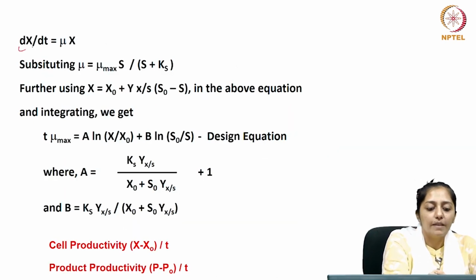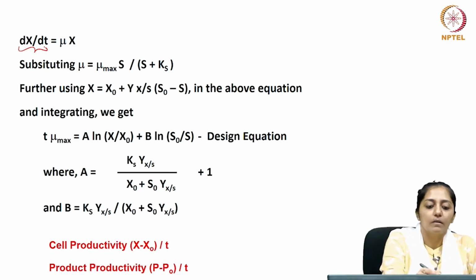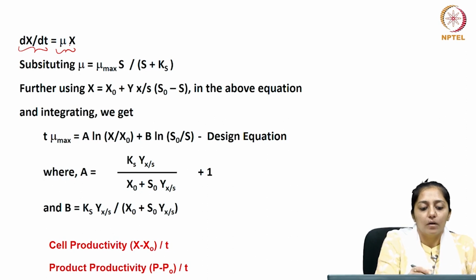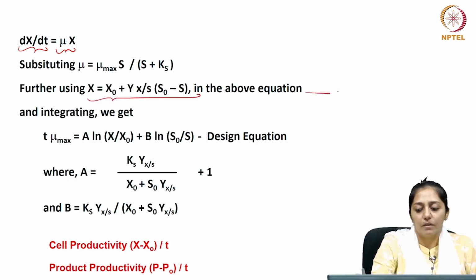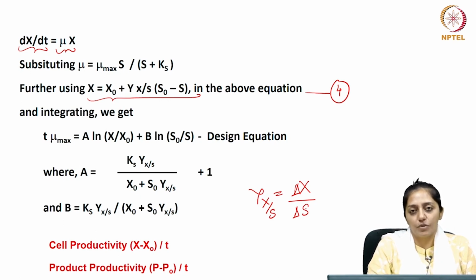So, we know dx by dt was the rate at which the growth is happening, which is nothing but specific growth rate multiplied by the cell mass concentration. Now, if we further substitute this equation, let us call it equation 4, we know the yield coefficient, as I said in the last class, can be written as delta x by delta s. So, this is yield of biomass with respect to substrate.